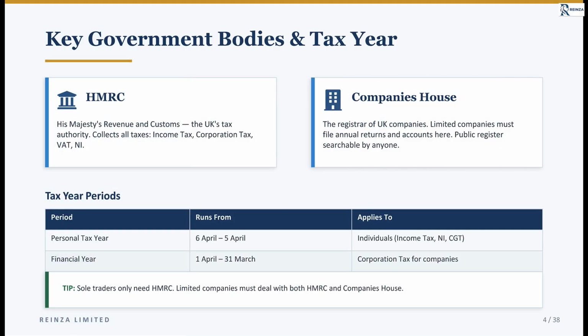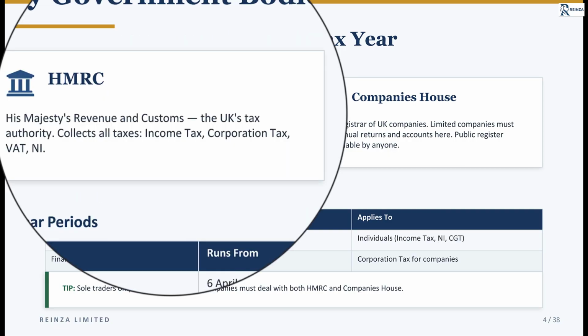There are two key government bodies you need to know about. The first is HMRC, which stands for His Majesty's Revenue and Customs. This is the UK's tax authority. HMRC is responsible for collecting all taxes, including income tax, corporation tax, VAT, and national insurance. Every business in the UK must deal with HMRC.